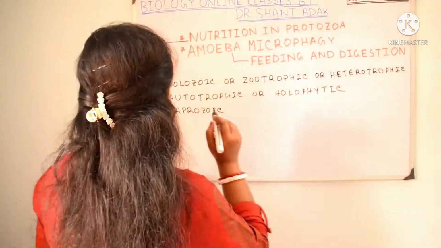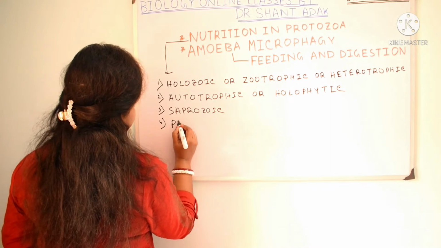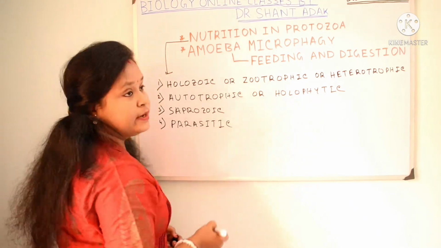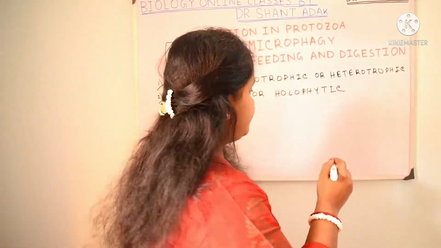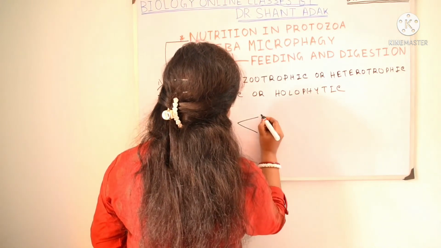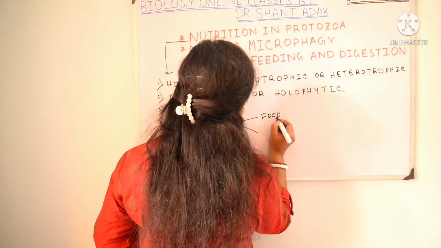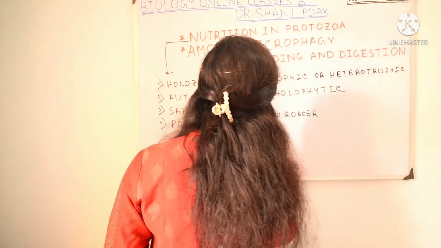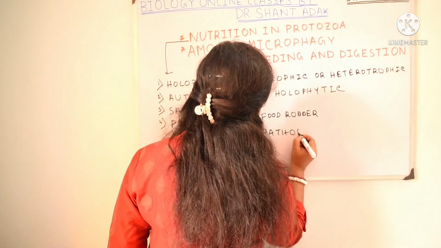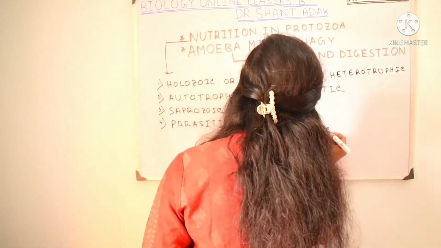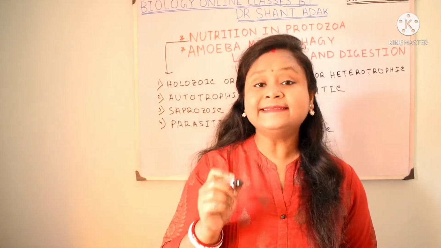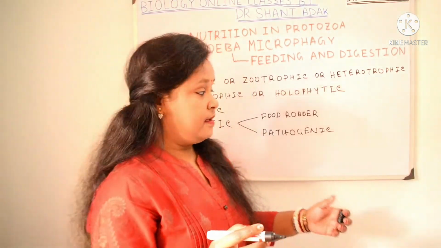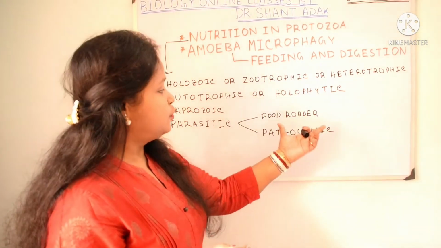Next, parasitic nutrition found in protozoa. These are of two types: food robber and pathogenic. These parasitic forms feed either holozoically or saprozoically, and based on the mode of food intake they are differentiated into these two categories: food robber and pathogenic.